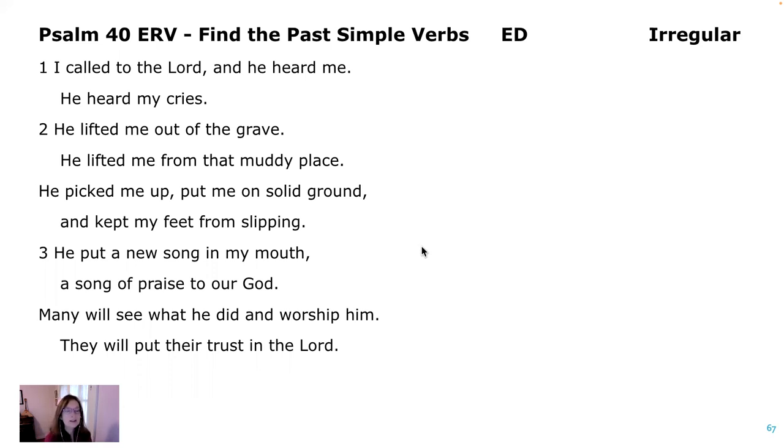I called to the Lord and he heard me. He heard my cries. He lifted me out of the grave. He lifted me from that muddy place. He picked me up, put me on solid ground, and kept my feet from slipping. He put a new song in my mouth, a song of praise to our God. Many will see what he did and worship him. They will put their trust in the Lord.